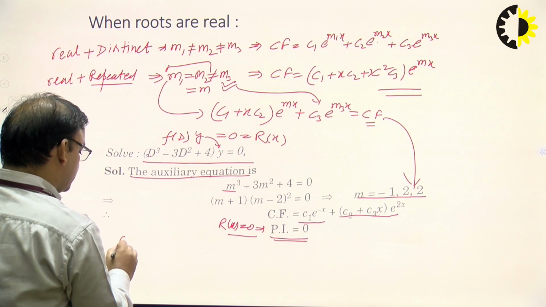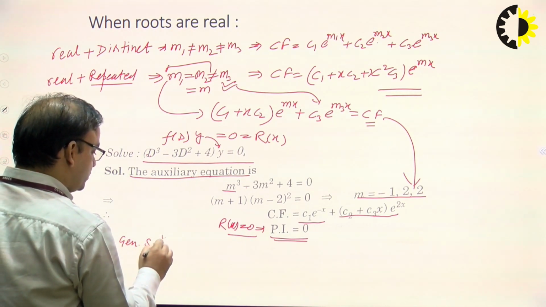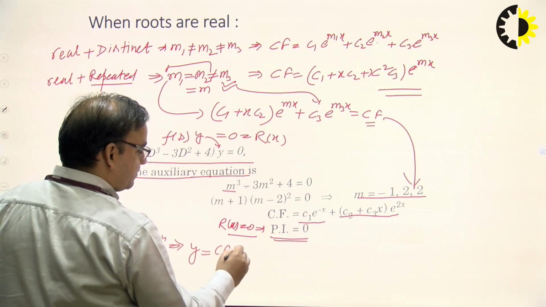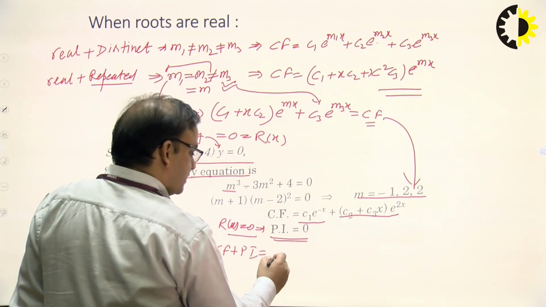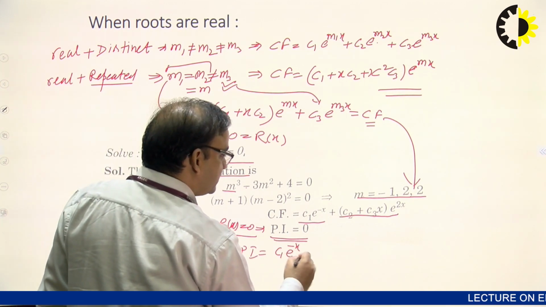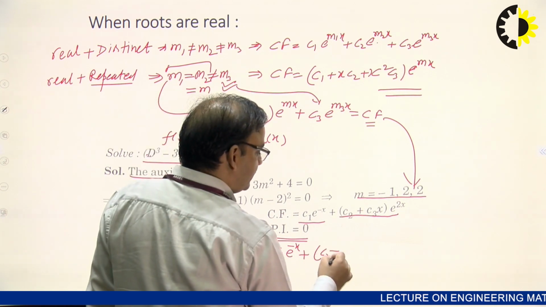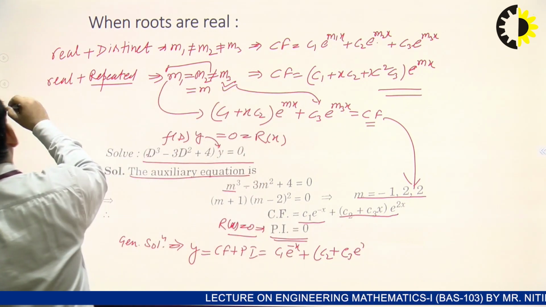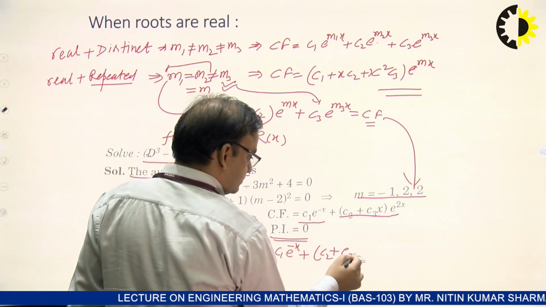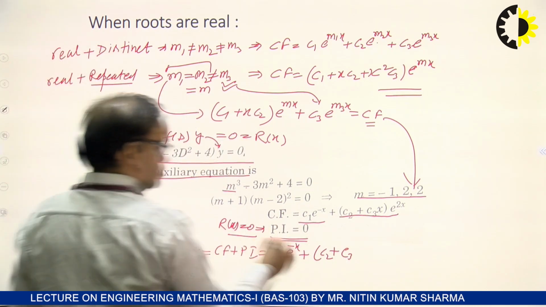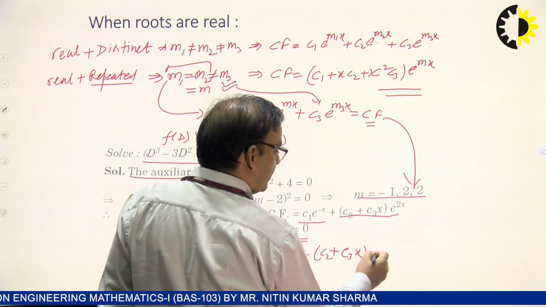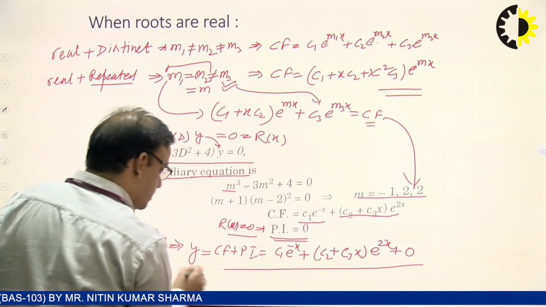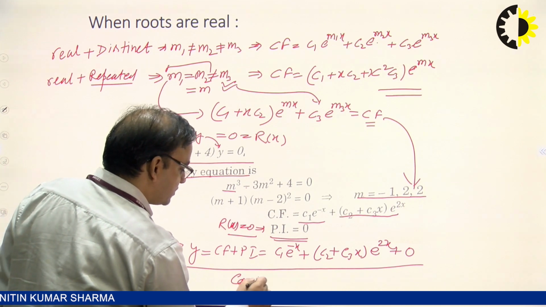Therefore, the complete and general solution of the given equation is y is equal to CF plus PI, which is c1 e raised to the power minus x plus (c2 + c3x) e raised to the power 2x plus 0. So this is the complete solution of this equation.